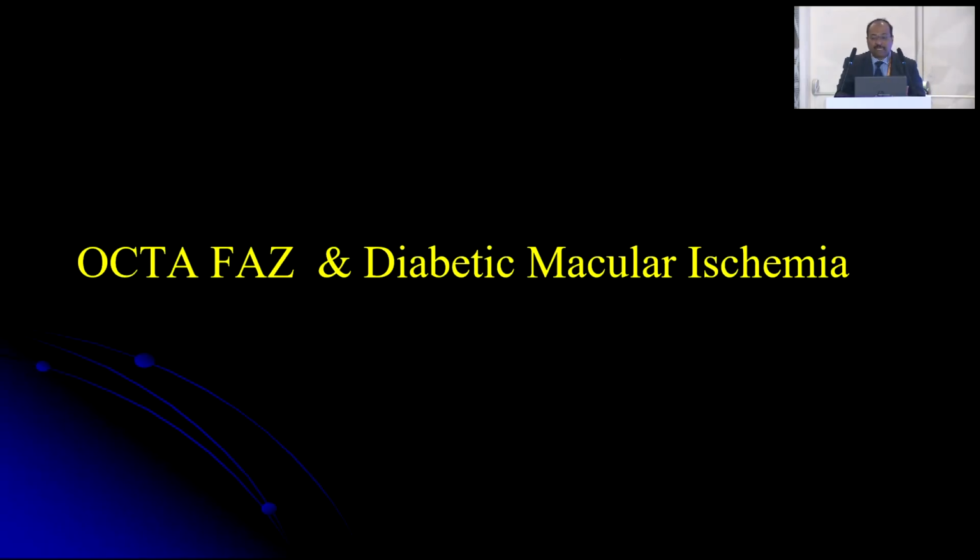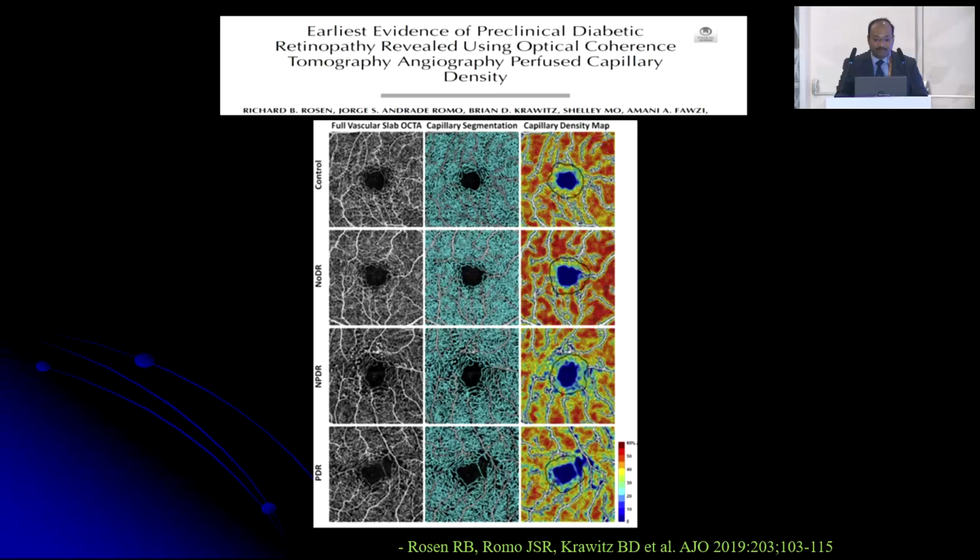Now, OCTA FAZ and diabetic macular ischemia. This study by Rosen showed that, like in Kim's study, the FAZ increases as you become more severe with your diabetic retinopathy, but also the perifoveal capillary density is dropping off. Look at that map on the right panel. That red signature is continuously decreasing. It's becoming more yellow. That means the vessel loss is not just increasing in the FAZ, but around the FAZ also the capillaries are dropping off in intensity.